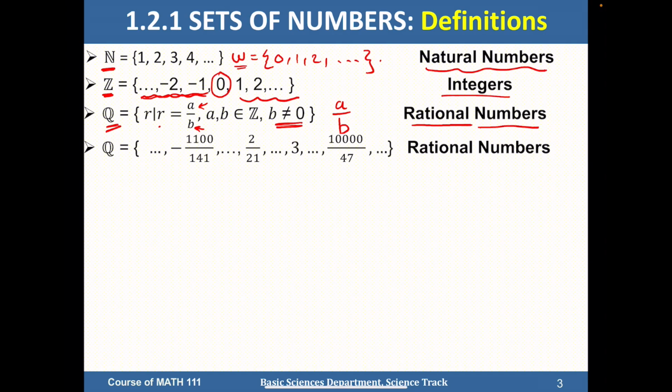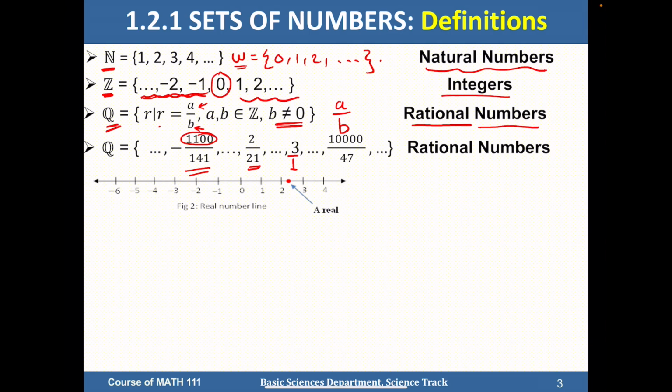Okay, so these are examples of rational numbers. This one is a rational number, since we have an integer in the numerator and also an integer in the denominator. Also 2 over 21 is a rational number. 3 is a rational number because the denominator here is 1. Any number that has no denominator means that the denominator is 1, but we usually do not write that one.